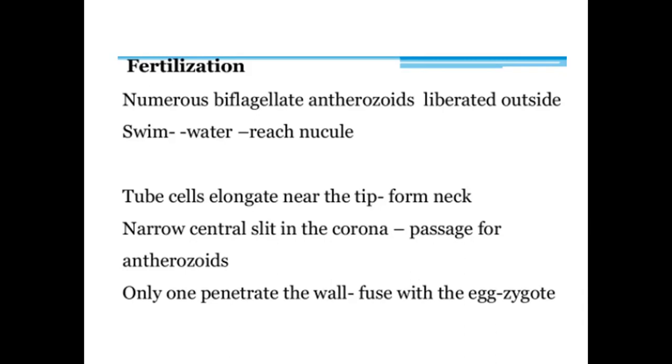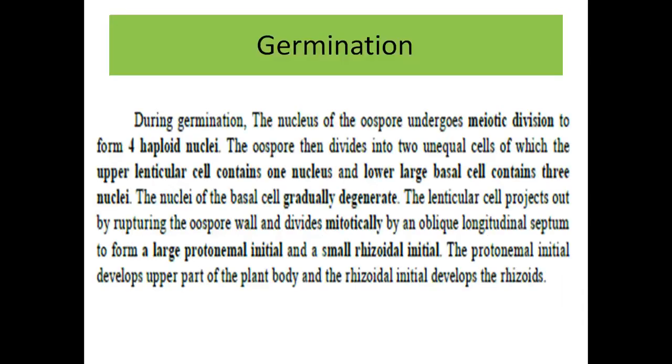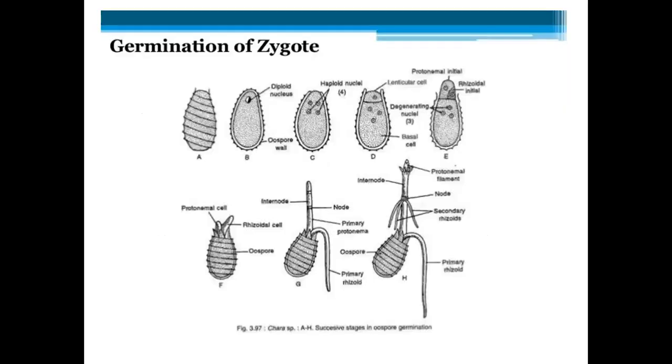So numerous antherozoids will come near the nucule, but only one healthy antherozoid or male gamete will enter the nucule, and it fuses with the egg and forms a zygote or oospore. So only one antherozoid will penetrate the wall and fuse with the egg and form the oospore. So a zygote or oospore is formed with a single diploid nucleus.